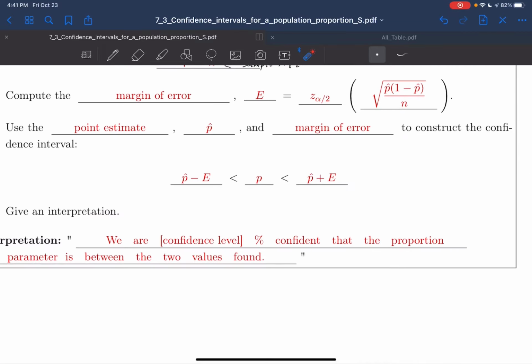So this is going to be p hat minus E is less than p, since we're not estimating our population mean, we're estimating our population proportion. That's why we have p here instead of mu. So p is going to be between p hat minus E and p hat plus E.